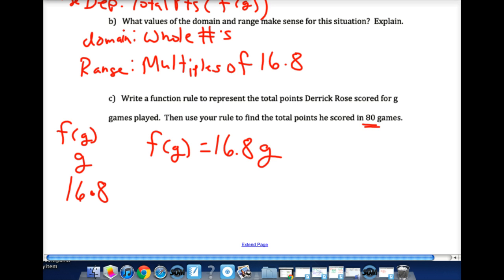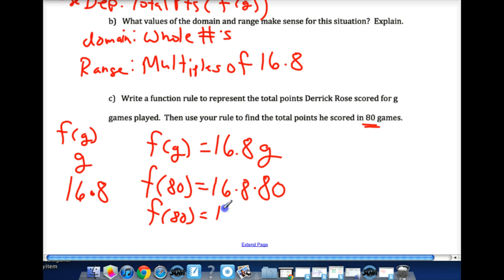How do we find out how many total points he scored in 80 games? What do we do? You do f of 80 equals 16.8 times 80. Nice. Look at that. He was even smart enough to put the 80 in for the G in his F of G. F of 80. Calculator or no calculator? Calculator. Yeah, if you can do 16.8 times 80, you're Rain Man. 1344. Harrison, how much is it? 1,344? Yeah.